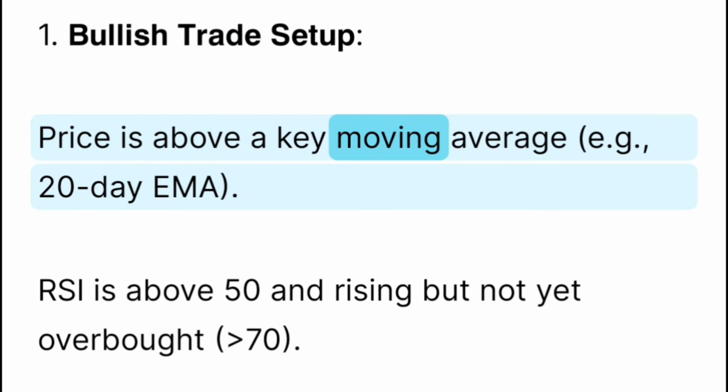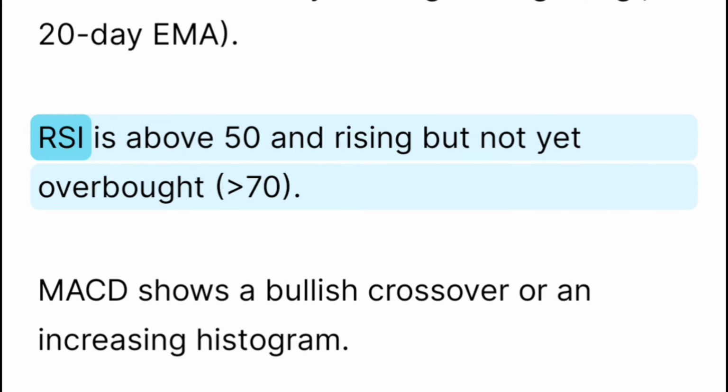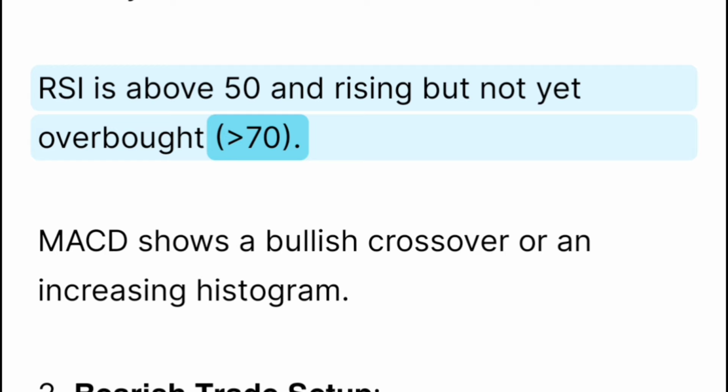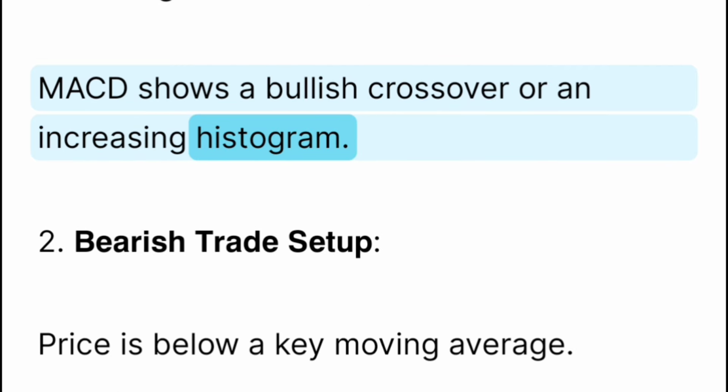Price is above a key moving average, for example the 20-day EMA. RSI is above 50 and rising but not yet overbought, 70. MACD shows a bullish crossover or an increasing histogram.